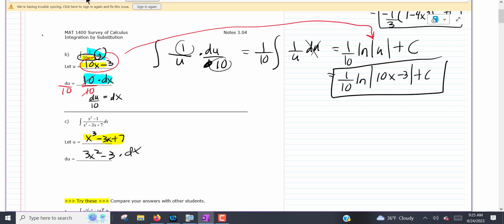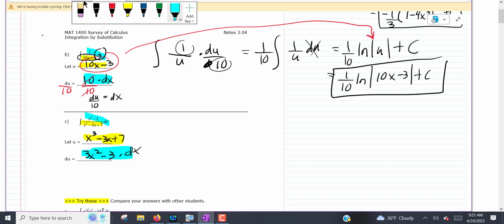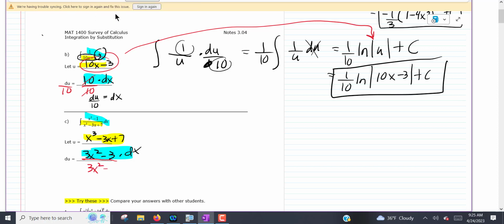Okay, all right, now let's see. So what we've got is we've got u as that denominator, and now du does not match what's left over. Okay, so if it doesn't match, what do you do? Solve for dx. Thank you. Good. That's what you do. So what you need to do is take this equation and divide both sides by 3x squared minus 3, like that. If they don't match, that's why I'm trying to highlight these in color so you can kind of see what I'm talking about, then do that.